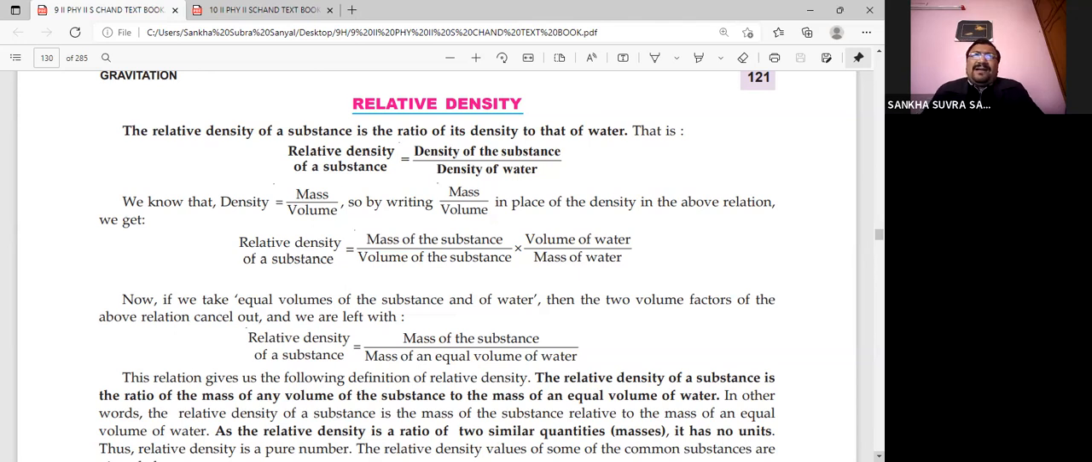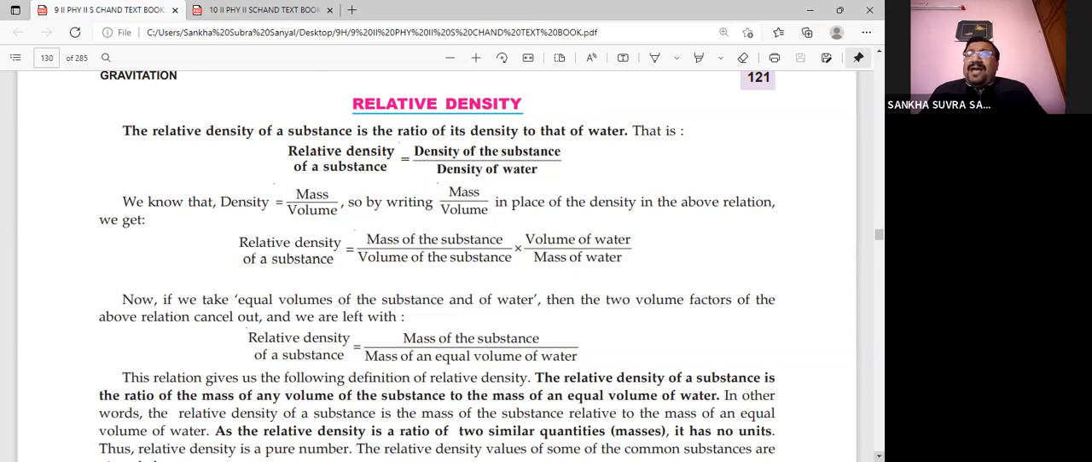Coming back, we just said the relative density of a substance is the ratio of its density to the density of water at 4 degrees Celsius. How can we reframe this and put up another formula in mathematical form? We know density of a substance is nothing but mass of the substance by volume of the substance. That goes for water as well.